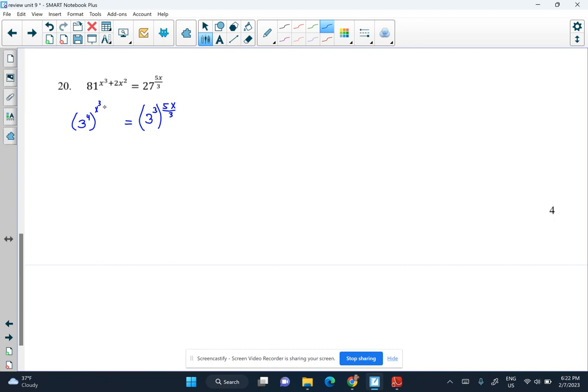And you're raising that to x cubed plus 2x squared. I then apply the power rule and distribute that 4 to both of the terms in the exponent to get 3 to the 4x cubed plus 8x squared. On the right-hand side, I multiply 3 times 5x over 3. Well, that's the same as 15x over 3, which is the same as 3 to the 5x. My bases are now the same, so I can ignore them, and I just set the exponents equal to each other.